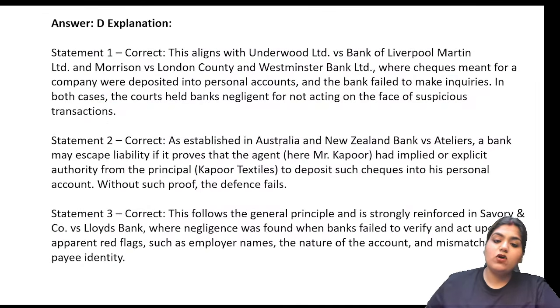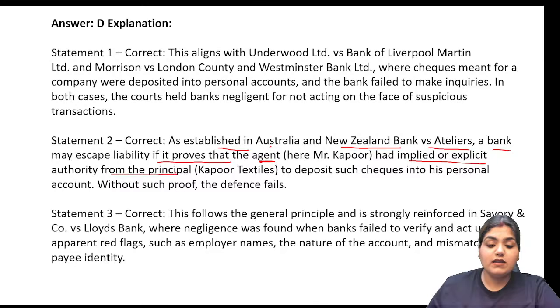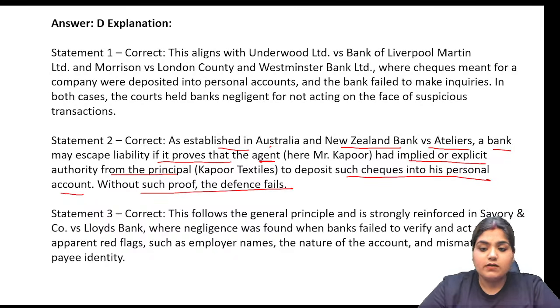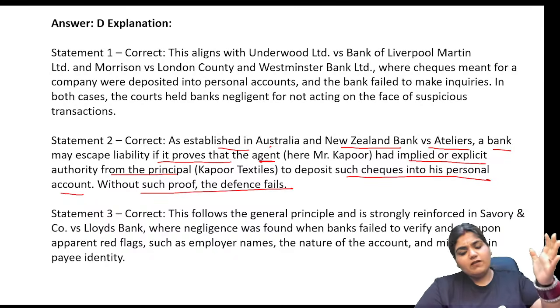In the case of Australia and New Zealand Bank versus Atelier, it was established that a bank may escape liability if it proves that the agent had implied or explicit authority from the principal to deposit such check into his personal account. Without such proof, the defense fails. Bank can try any possible way to get themselves protected.